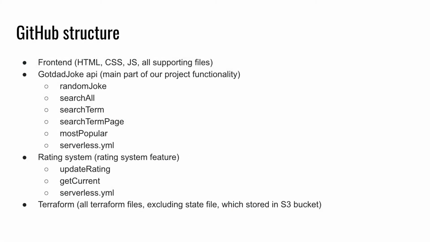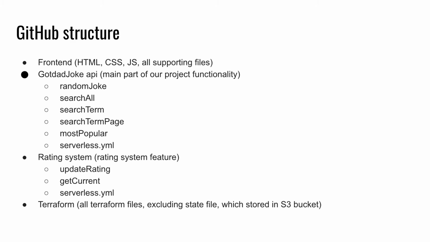Let's look at the GitHub structure of our app. We have a GitHub organization to be able to use and control multiple repositories. Each microservice has a dedicated repo. We have front-end, where we store HTML, CSS, JS, and all supporting files.